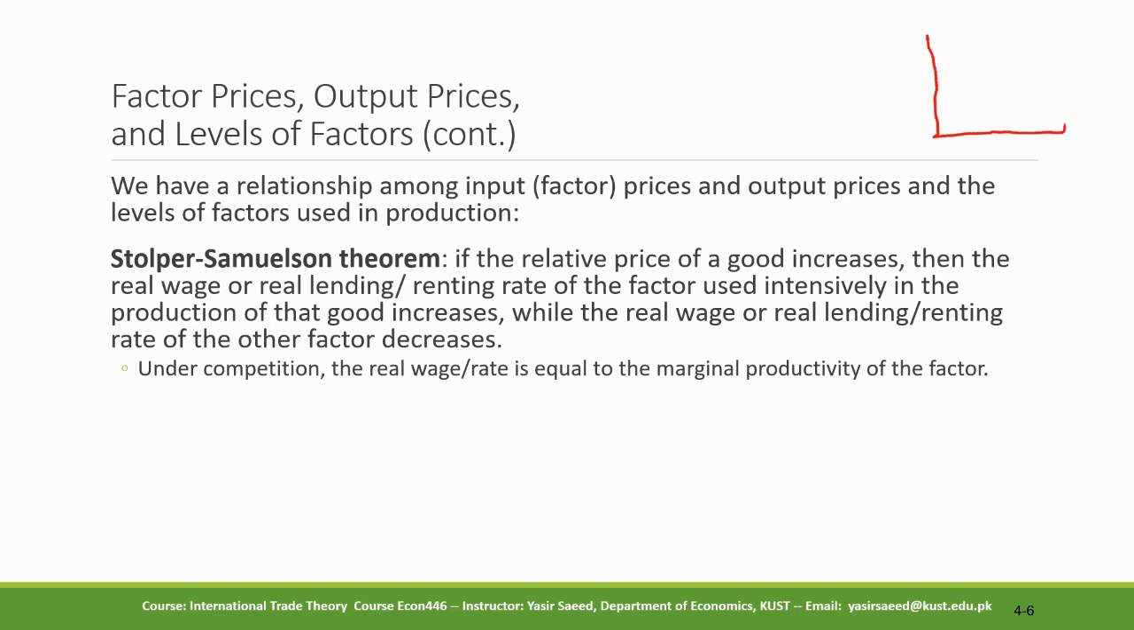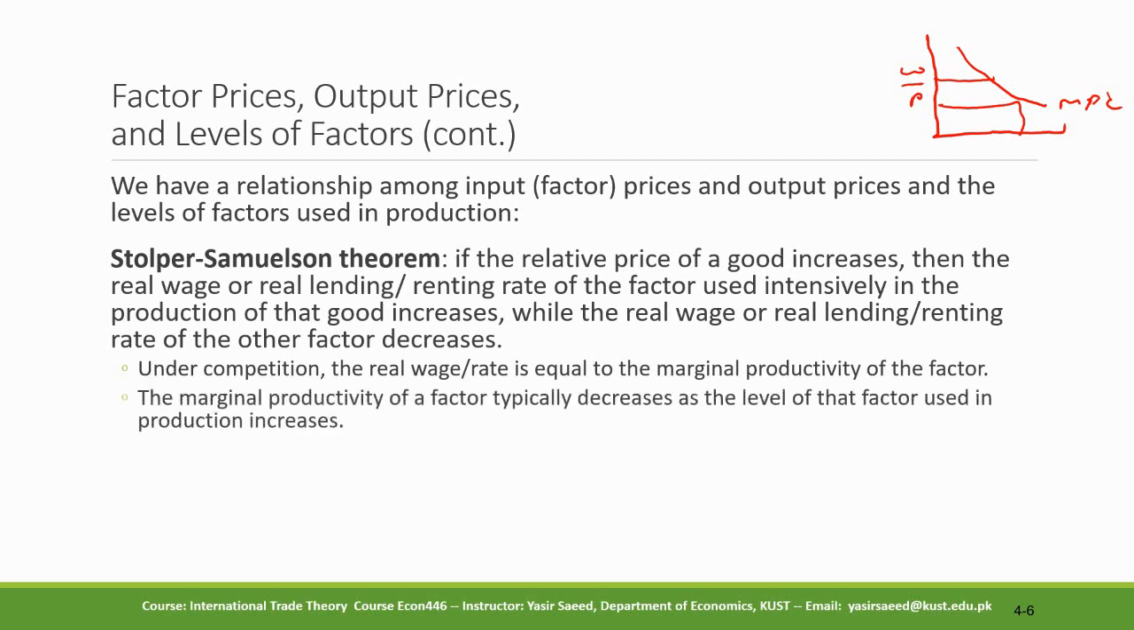In economics, we say that the marginal productivity of labor or any factor will increase if the real wage W by P, or in this case W by R, decreases. But if W by R increase, the marginal productivity will decrease. So it is explained by this relationship. Then the marginal productivity of a factor typically decreases as the level of that factor used in production increase. So this is what we were explaining.